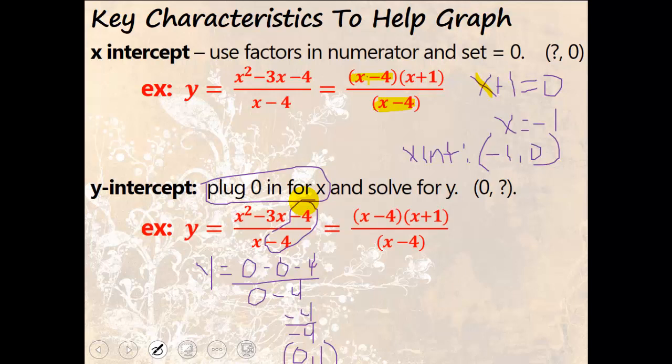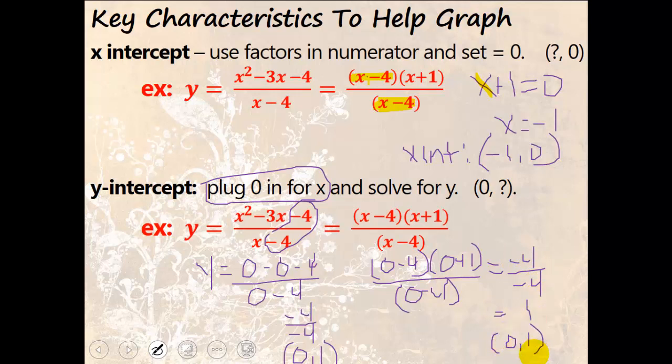In this form, when it's factored, you can still find it. You can still do the same thing. You're going to get 0 minus 4 times 0 plus 1 over 0 minus 4. And when you do this, you're going to get negative 4 over negative 4, and you still get 1. So this is the point 0, 1. Two different ways of doing it.